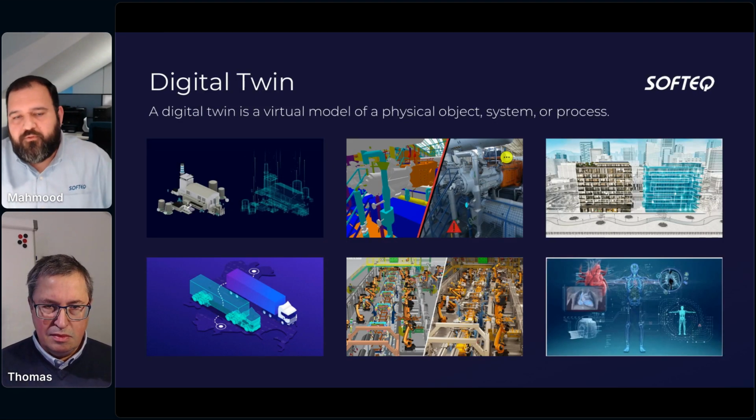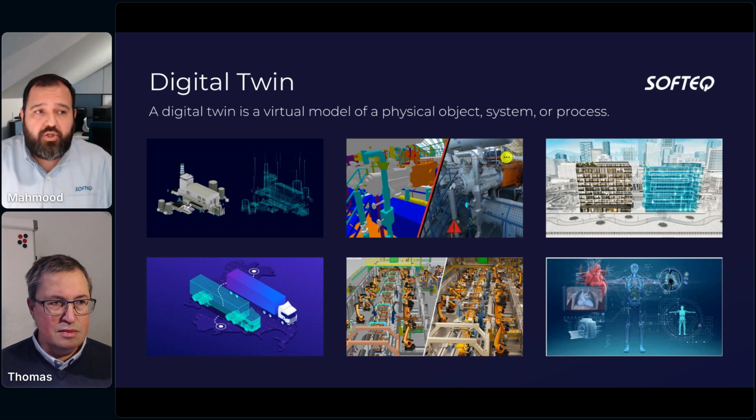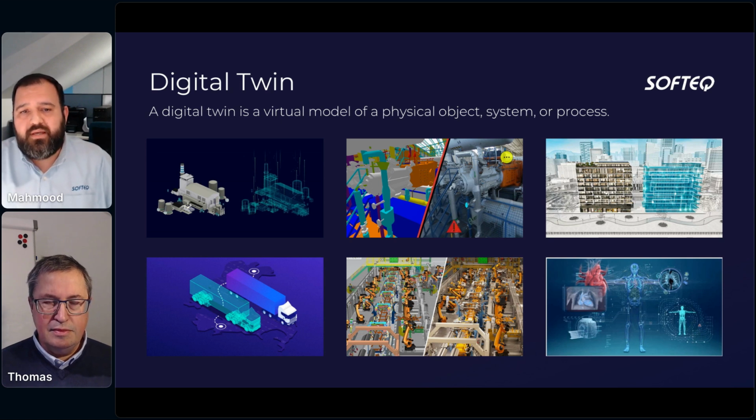So we want to first answer one question. What exactly is a digital twin? If we want to explain a digital twin in one sentence, a digital twin is a virtual model of a physical object, system, or process. Anything that you see in the physical world can be the subject of a digital twin. You can make a model of it, bring it to the digital world, and then use it.